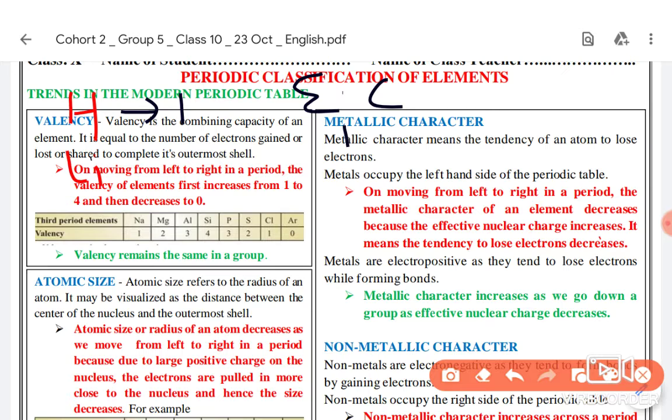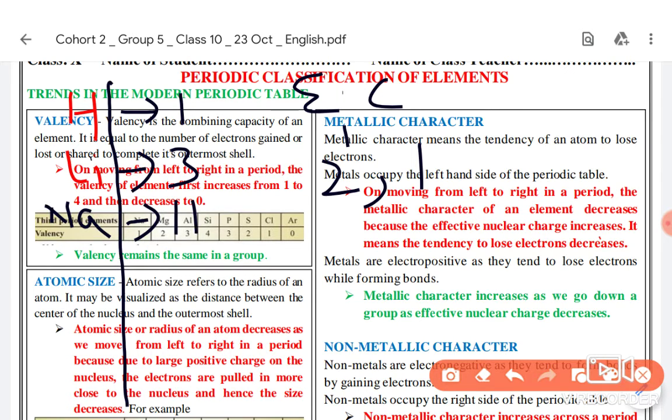In the first shell, 1 electron. Then lithium contains 3 electrons, because its atomic number is 3 and the number of electrons is also 3, so its configuration will be 2, 1. 2 means first shell 2 electrons and second shell 1 electron. Remember we are seeing the first group: hydrogen, lithium, then sodium. Sodium has atomic number 11, so 11 electrons: first shell 2, second shell 8, third shell 1.